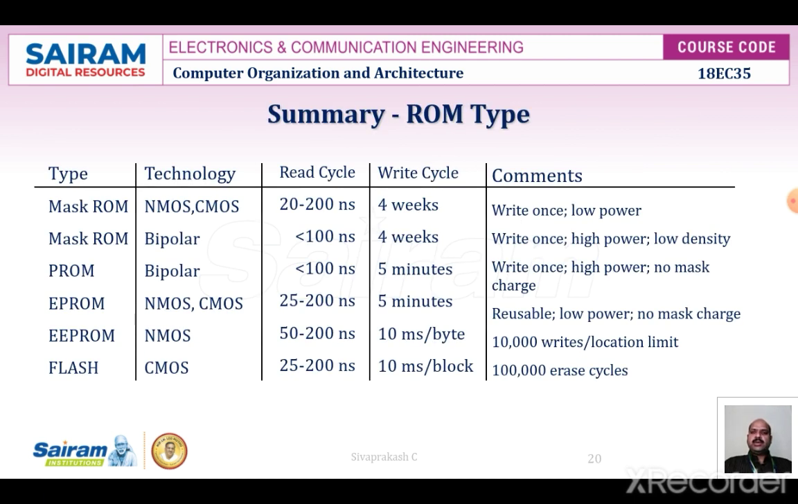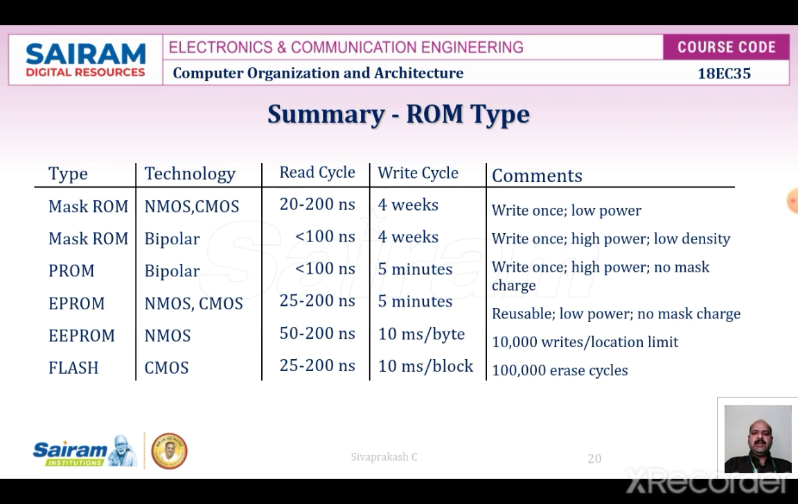So if you're going to see a summary of this ROM type, it consists of different types we have come across: the mask ROM, PROM, EPROM, EEPROM and flash. The technology used in the mask ROM may be CMOS technology or NMOS technology, which is in metal oxide semiconductor structure, and it may be available in bipolar also. The read cycle of this particular FET architecture, metal oxide semiconductor, is going to be 22 to 200 nanoseconds, and in the case of bipolar, it's going to be lesser than 100 nanoseconds.